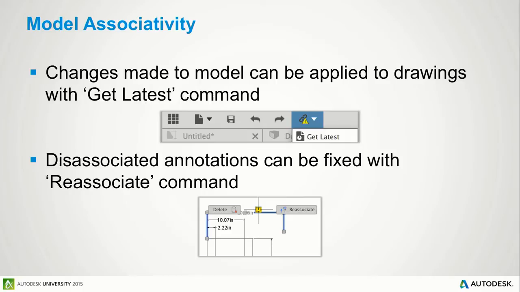So you can't change the dimension here and then that changes it in the 3D model? No, it's a one-way associativity at this point.